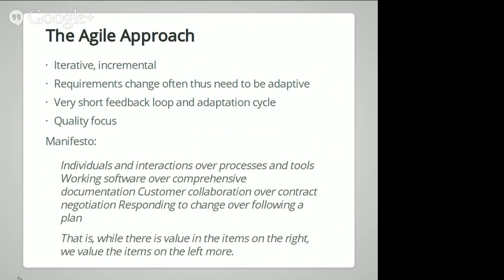So a couple of individuals got together and they created this manifesto that described the Agile approach. And at the very bottom it says, while there is value on the items on the right, we value the items on the left more. And it looks like we didn't quite fix this. But so: individuals and interactions over processes and tools, working software over comprehensive documentation, customer collaboration over contract negotiation, and responding to change over following a plan.